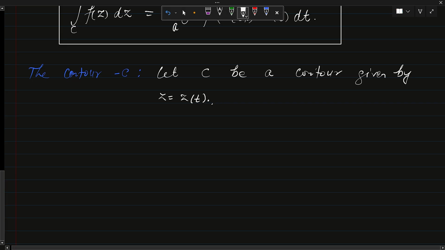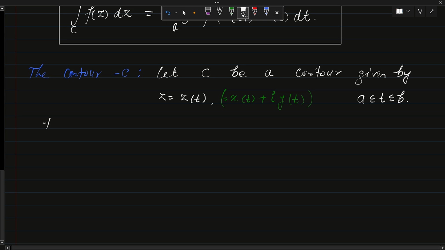z(t). Of course, this z(t) can be written as x(t) plus iota y(t). You can always understand that. Let me write this for the understanding purpose only. x(t) plus iota y(t), that z(t) is nothing but like this, where this t is running from a to b. This is our contour. Then what is that minus C? If we have C in this form, then what is minus C?